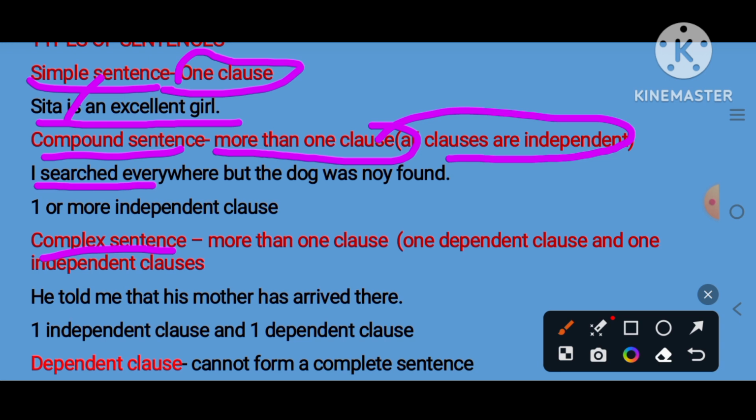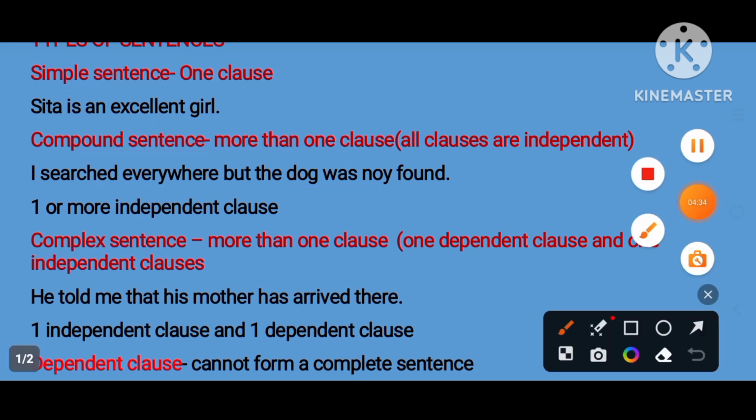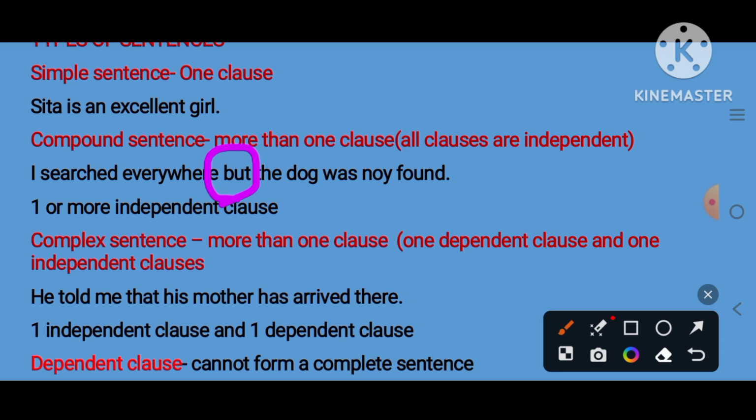I searched everywhere, but the dog was not found. Look at these two sentences. How can we identify the compound sentence? I searched everywhere. Once again, I am telling all of you: compound sentence means more than one clause and it must be joined by a coordinating conjunction. But, and, or, these are the coordinating conjunctions, and both clauses are independent of each other.